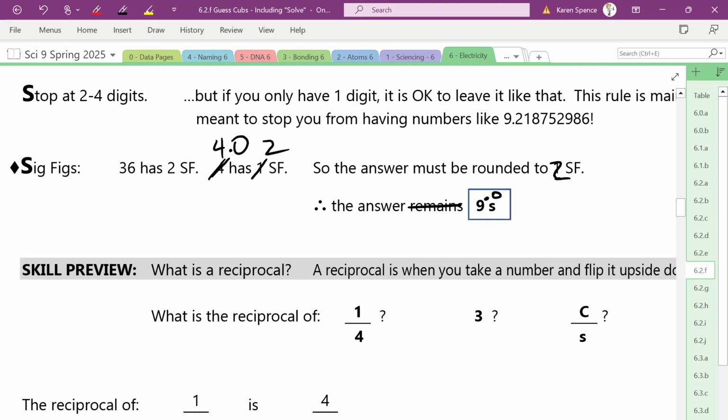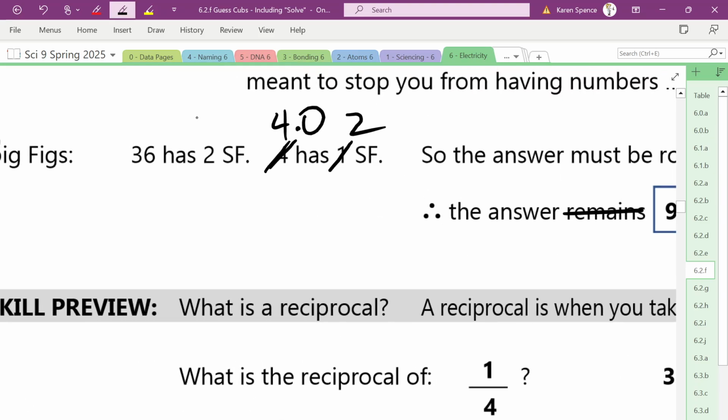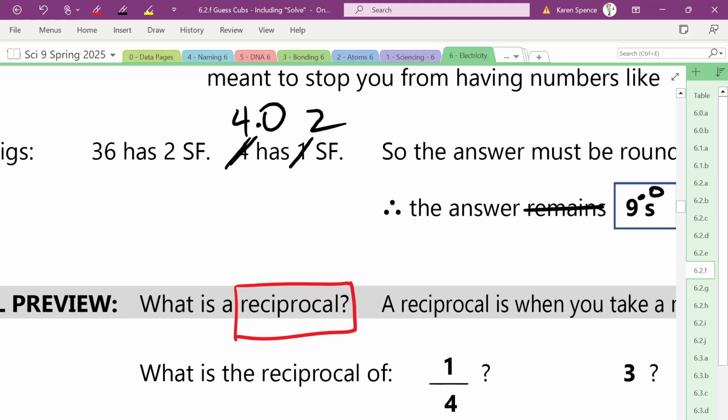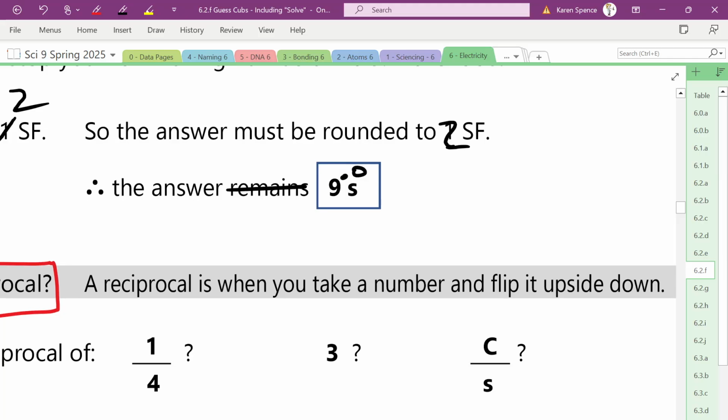Okay, a little skills preview. What is a reciprocal? Have you guys heard this word before? How many people have heard the word reciprocal? Okay, maybe half of you. Maybe more and you've just forgotten. Maybe it's been a while. A reciprocal is when you take a number and you flip it, not left to right, but you flip it upside down. Okay? Flip it upside down.